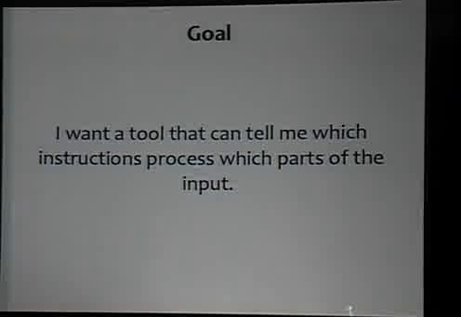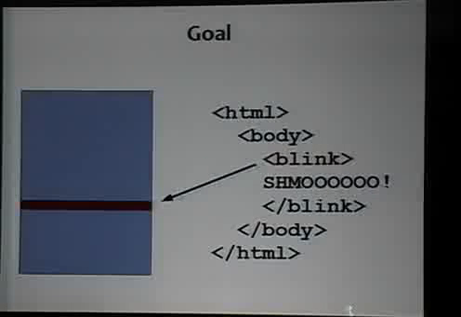So the goal: I want a tool to tell me what part of the program processes what part of the input. And I want to understand it not just on the byte level, but more on the logical level. So if I'm parsing HTML, I want to know, okay, who processes the blink tag? Because I want to kill that, right?